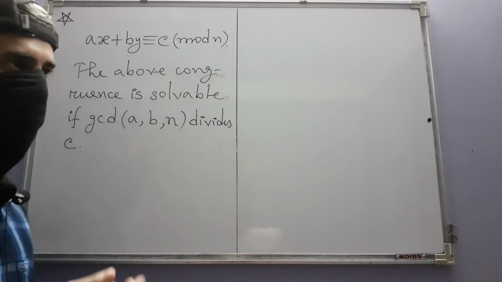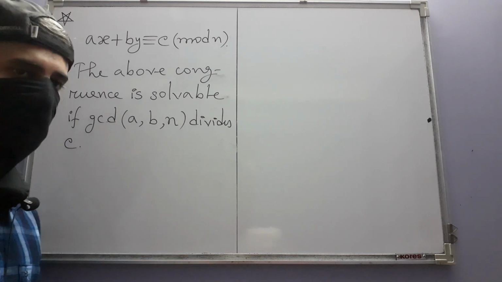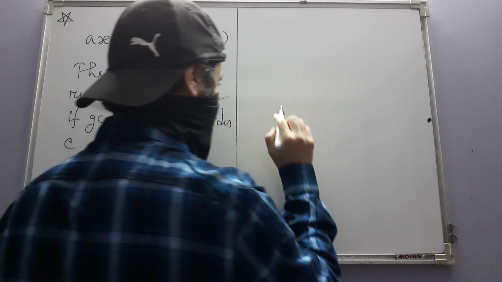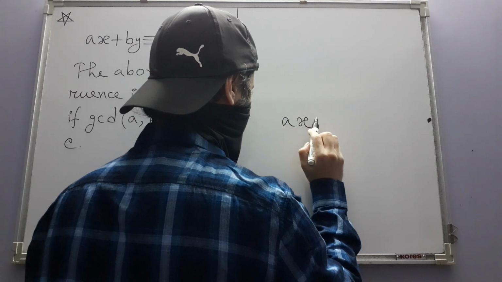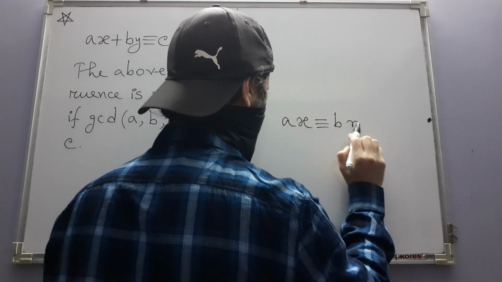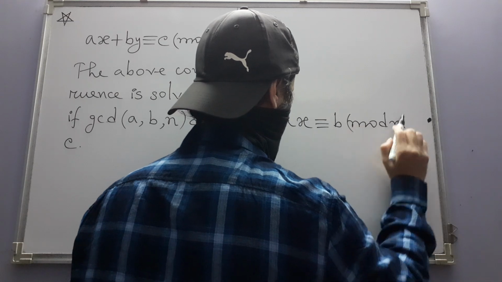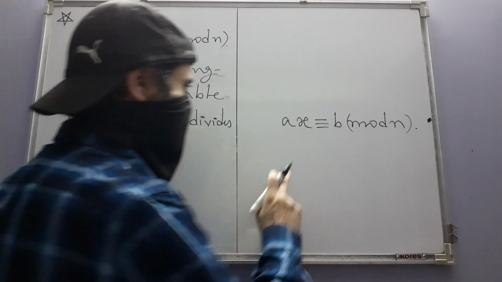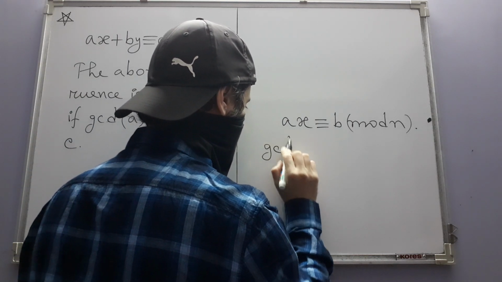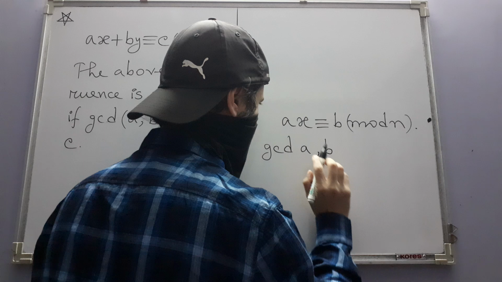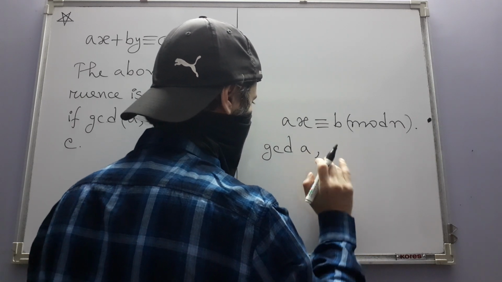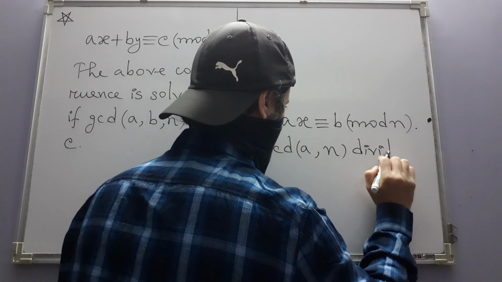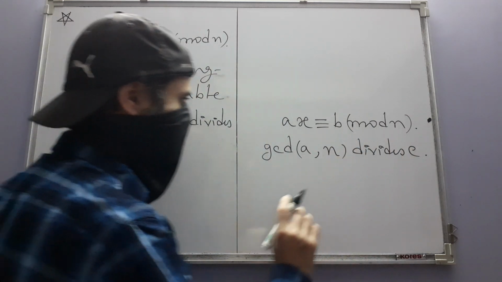It's easy to see why, because if you go back to the theory of a linear congruence where you have only one variable, that is, if your congruence is this, then we know that such a congruence is solvable when the GCD of A and N, not B, A and N, divides B.